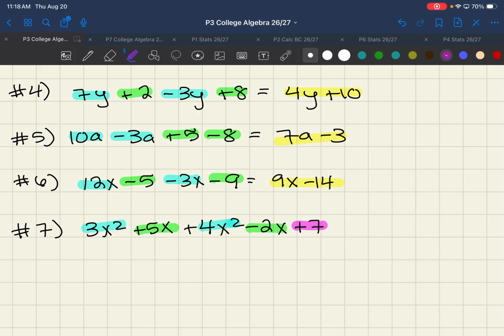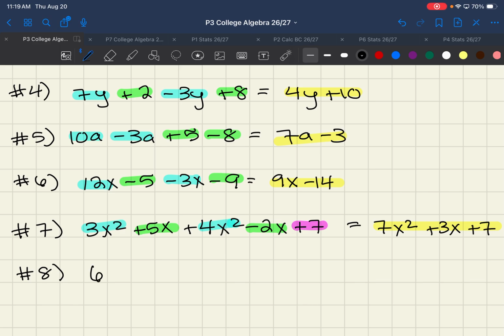It's just by itself. Okay, so when I combine them, 3x squared plus 4x squared is 7x squared. Notice the x squared didn't change, just the coefficient in the front. Then I have 5x minus 2x, which is 3x. And then what am I going to do with that plus 7? Just add it to the end. Okay, so can I combine or simplify my answer any further? No, because they're all different terms.